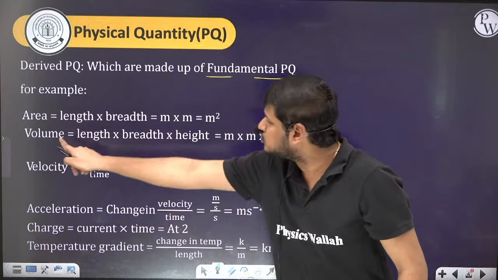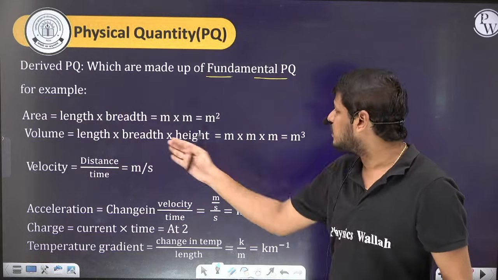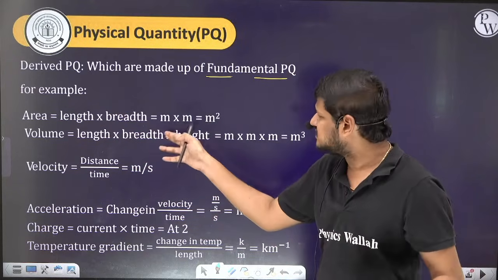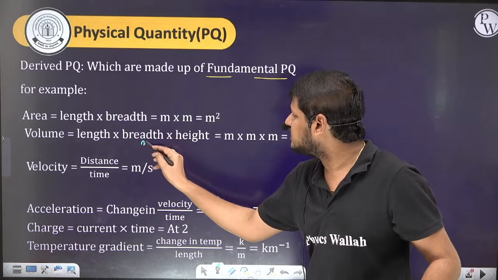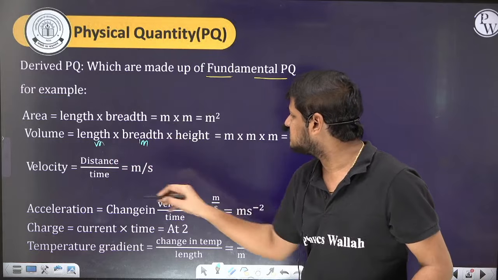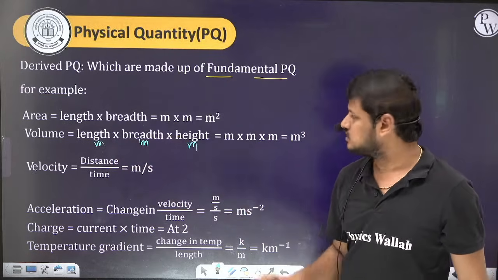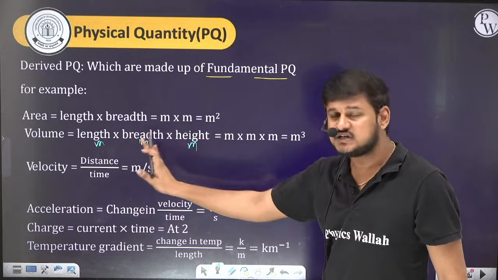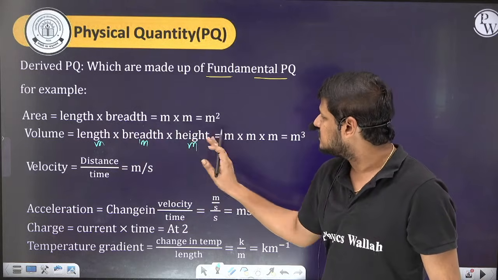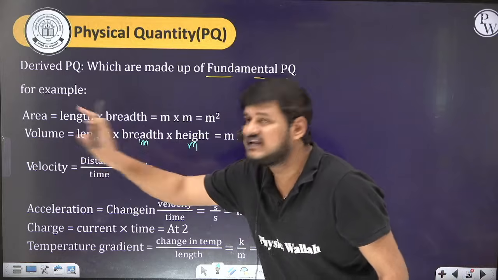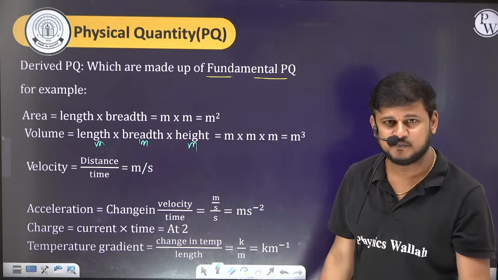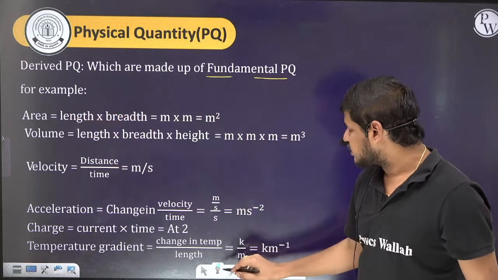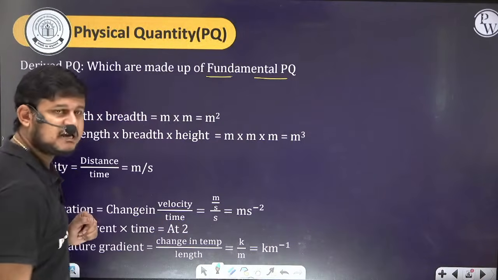Similarly, volume is length into breadth into height. Length is measured in meters, breadth is also measured in meters, and height too. These three fundamental physical quantities combine to form a derived physical quantity called volume. Done? Understood this part, guys? Chalo, next. Velocity is one more derived physical quantity.